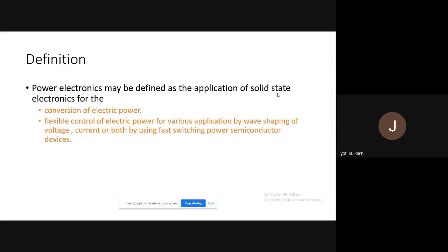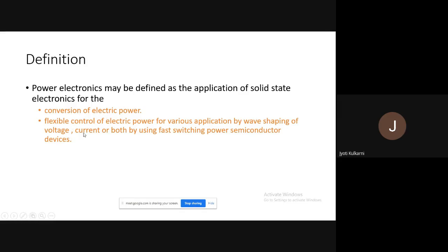The way in electrical engineering we have a motor, which is a movable device. But in electronics, we have transistors, diodes, and all other devices which are steady state. They are not moving, so these devices are called solid state devices. For what purpose are we using them? The first purpose is conversion of electrical power. And how are we going to do that?